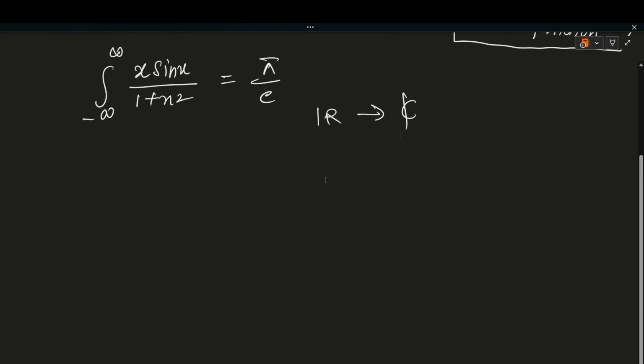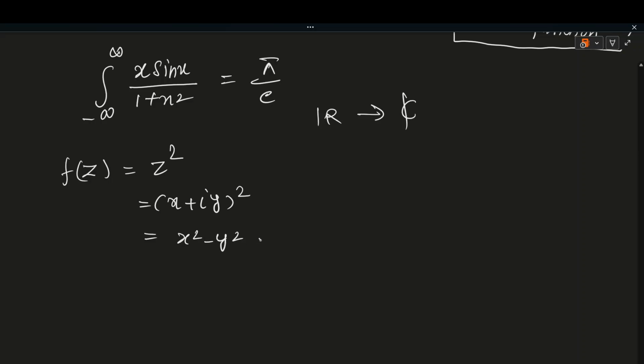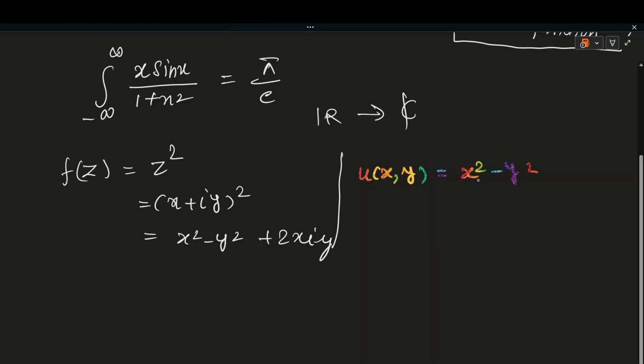Let me give you some hint. Think about f(z) is equal to z squared. What does z squared mean? It is nothing but (x plus iy) squared. From your basic knowledge, this is nothing but x squared minus y squared plus 2ixy. So you can see here u is x squared minus y squared, and v(x,y) is 2xy.